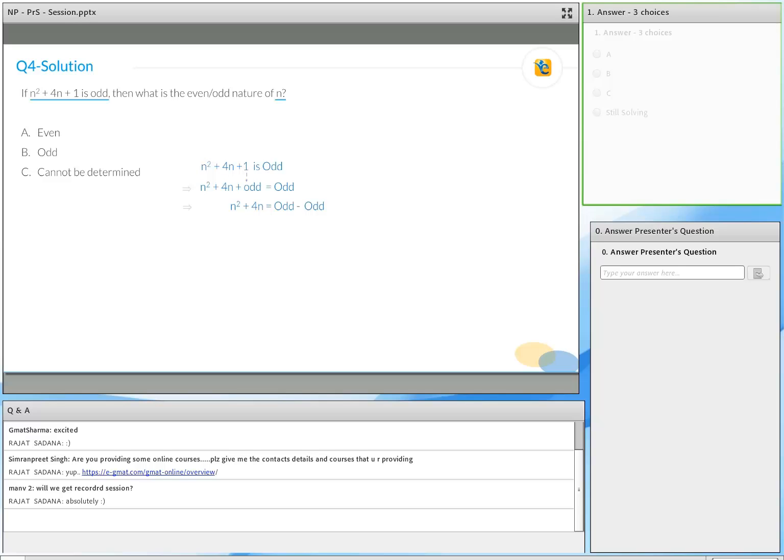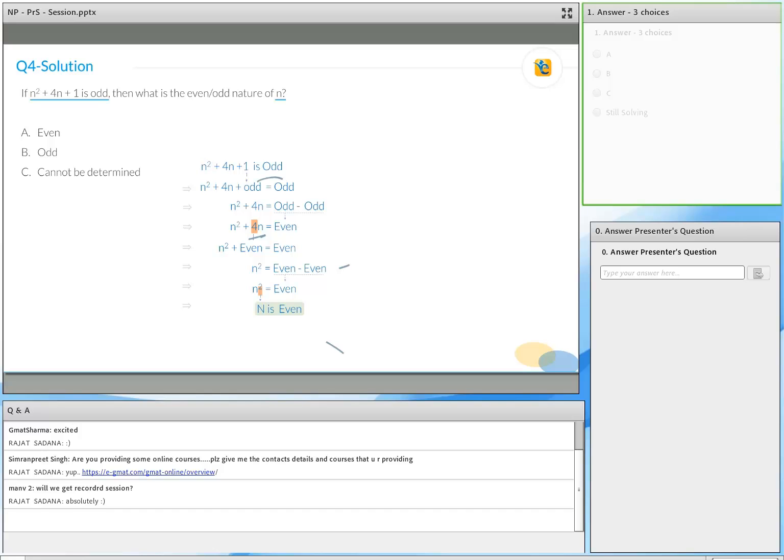Now you have to do manipulation here to basically get all the n's on one side, right? So n square plus 4n, you move the odd over here. You get n square plus 4n is equal to odd minus odd, which is nothing but even, right? Now this 4n is always going to be even, so what you get is n square is equal to even minus even, which is also even, which means that n is definitely even.